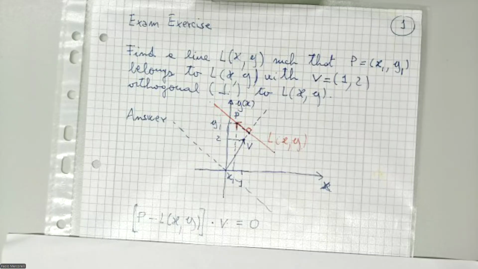Again, if L(x, y) equals p, this means that p belongs to the line. If p equals L(x, y), or vice versa, this means 0. This means the condition is satisfied independently of the orthogonality, because it doesn't matter what we have here. This is 0. This means any line passing through x1 and y1 of the point P satisfies this equation equal to 0.